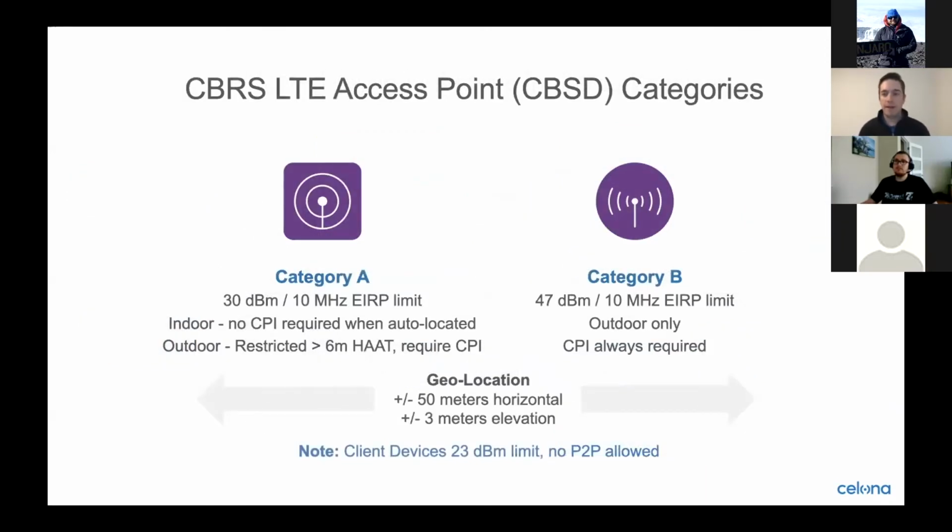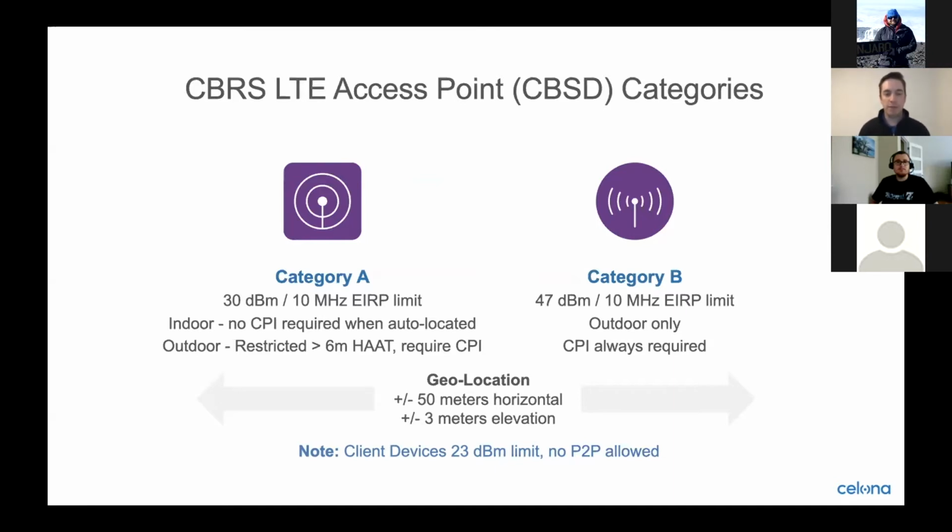When we begin designing a CBRS network, it's important to understand the different access point categories, or CBSD categories, as that will influence how we design these networks and what requirements are in place for SAS registration. Category A are the lower power, typically indoor deployed access points that are limited to 30 dBm EIRP per 10 megahertz of spectrum.